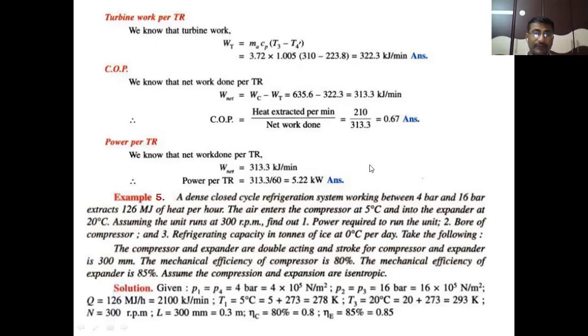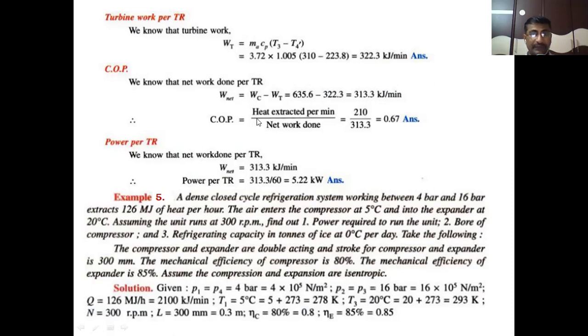Therefore, the net work given to the system is the work done. Net work done per ton of refrigeration is equal to compressor work minus turbine work: 635.6 minus 322.3. Then 313.3 kilojoules of work should be supplied every minute to the system to produce 1 ton of refrigeration.